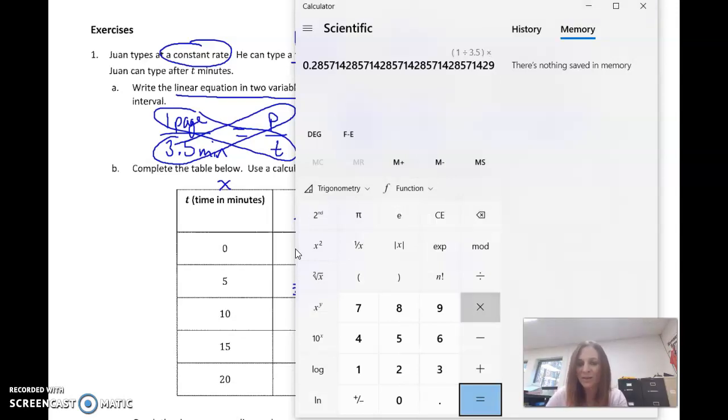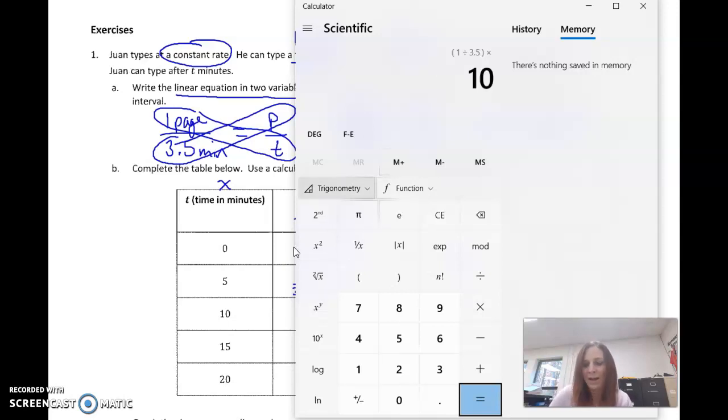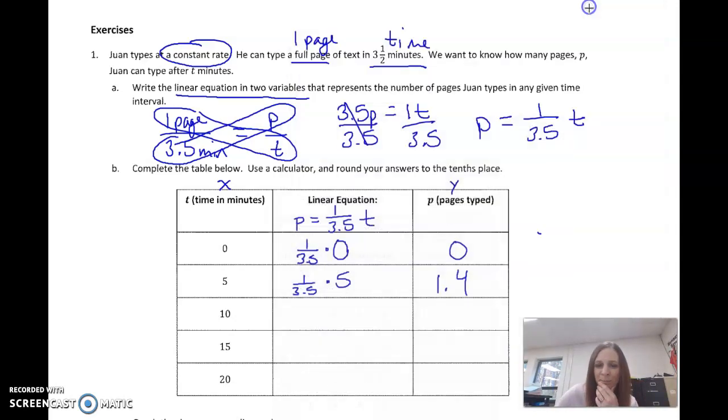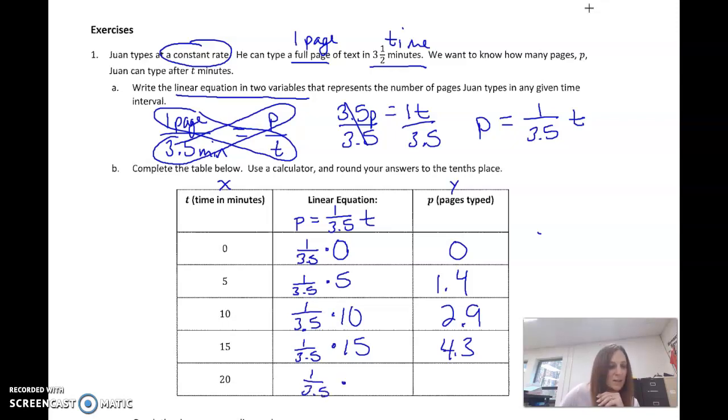1 divided by 3.5 times, in this case, 10. And you're going to see that it's about 2.85, 2.9 maybe I'll say. So if I go 1 over 3.5, I'm waiting to approximate, so there's not as much of a rounding error. But all I'm doing is plugging the number of minutes in for t, and then I'm multiplying, typing into a calculator, and hopefully I did this right earlier, and coming up with these approximations. Again, plugging these numbers in for t.